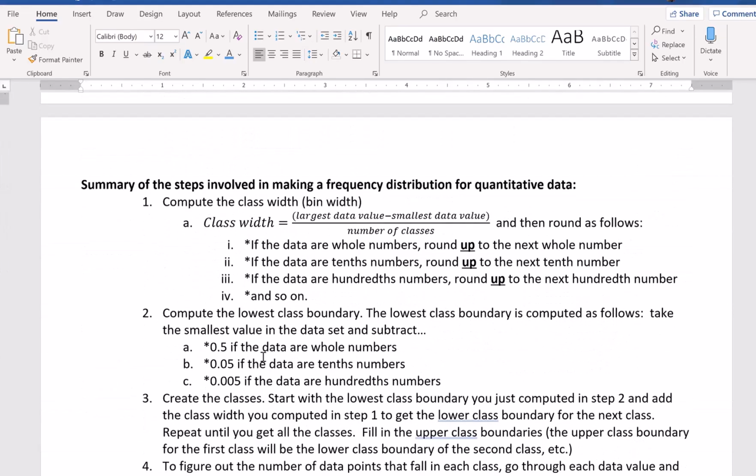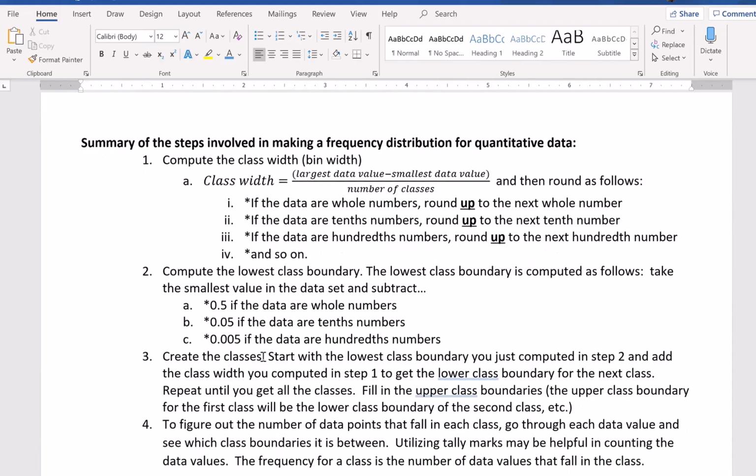So let's look at the steps involved to make a frequency distribution for quantitative data. You're going to first want to compute the class width or the bin width. You do this by taking the largest data value, subtracting it from the smallest. Then divide by the number of classes that you have or want. You're going to round it to the following. So if you're working with whole numbers, you're going to round up to the next whole number. If you're working to numbers to the 10th, you're going to round up to the next 10th number, and so on.